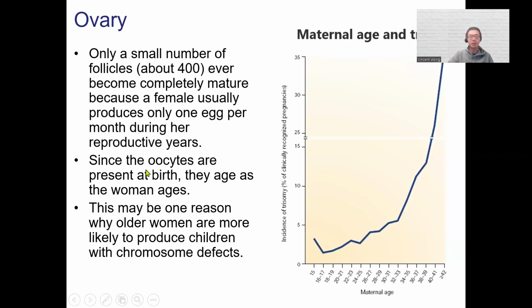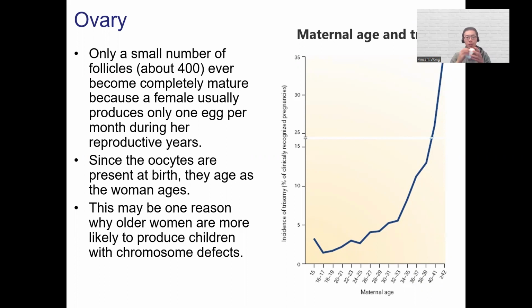Okay? And since the oocytes, which is the immature egg that is present in the follicle, were already there at birth, the quality of the oocytes tends to deteriorate as the woman ages as well. So that is one reason why older women are at higher risk of having kids with chromosomal defects, because of the degradation of the DNA quality in their eggs.